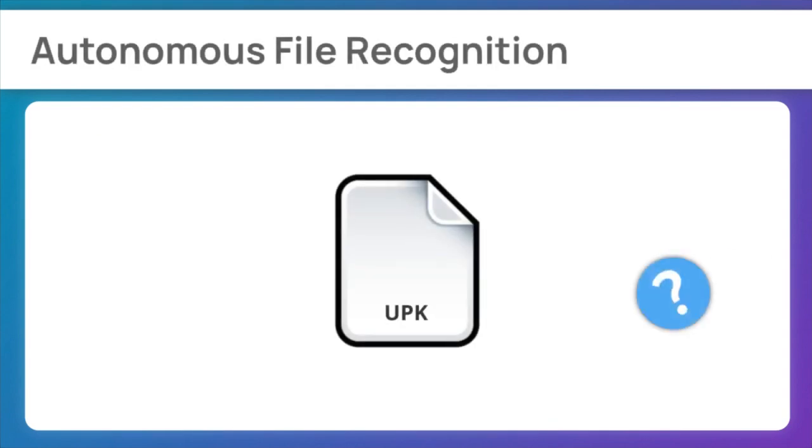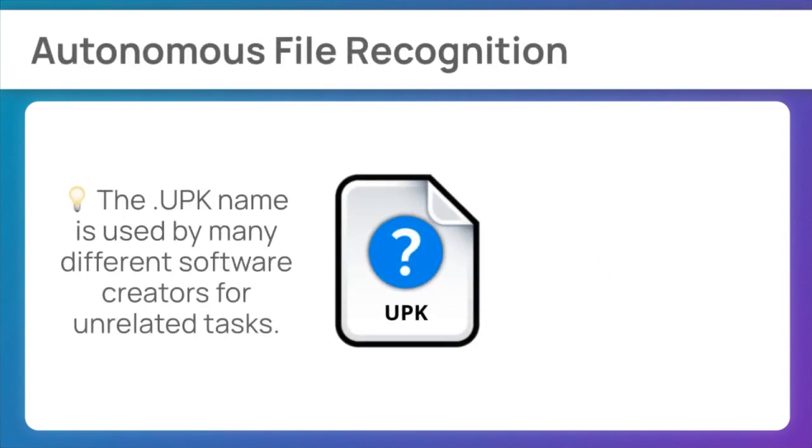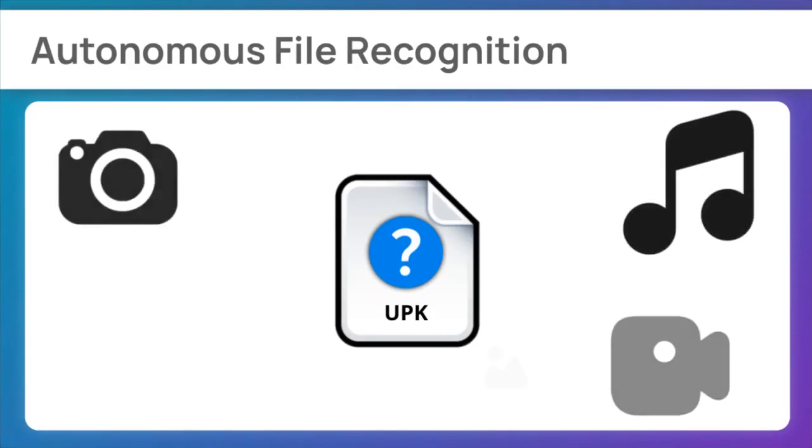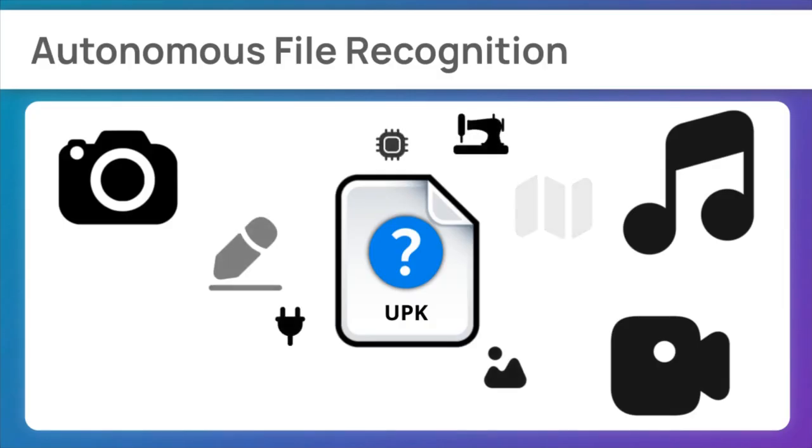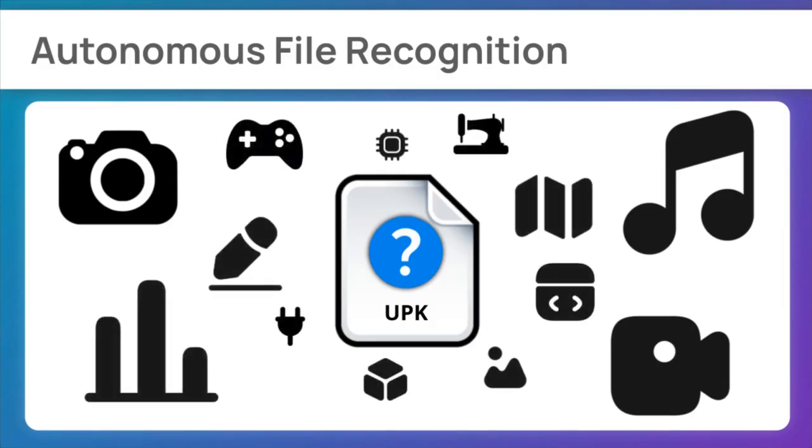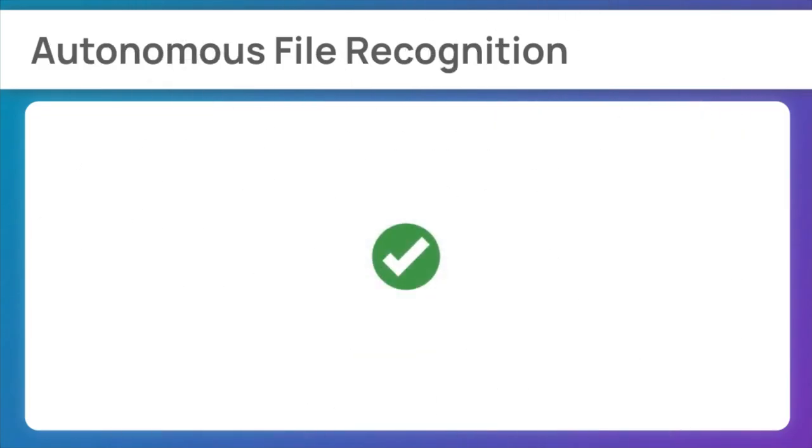If compatibility checks failed, it is likely because the file extension name is shared by different developers for unrelated formats, causing your PC to use the wrong reading language. To help resolve this, you might consider a tool with autonomous file reading capability that is designed to look past the extension name and inspect the internal data structure directly.